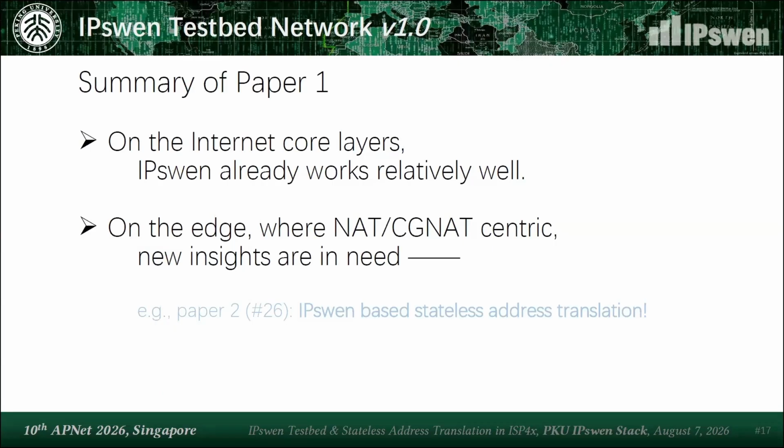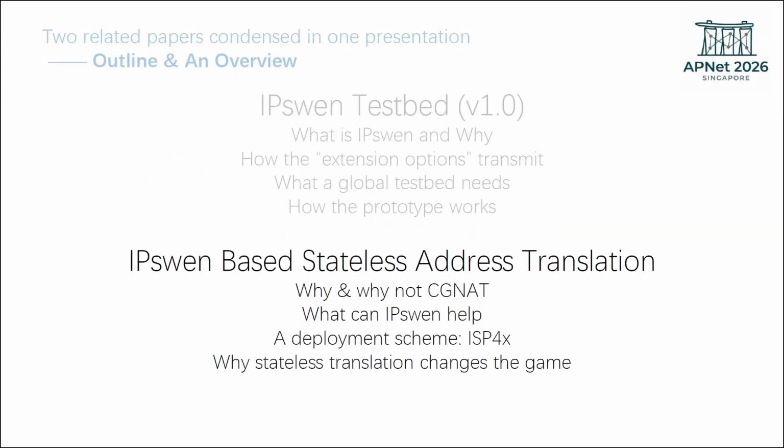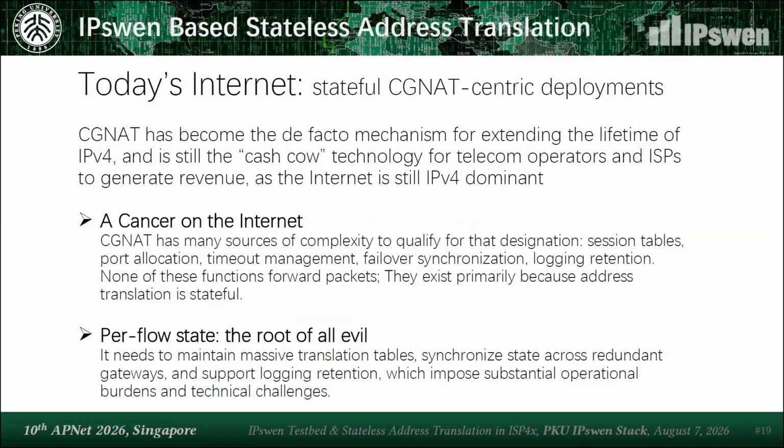So new insights are needed, and paper 2 is about the technique or an example. Today's internet is NAT and CityNet centric. We know IPv4 is still dominant everywhere, and CityNet is the de facto mechanism to save the life of IPv4, and still the cash cow, at least in my country, China. Everything we pay is behind this NAT or CityNet.